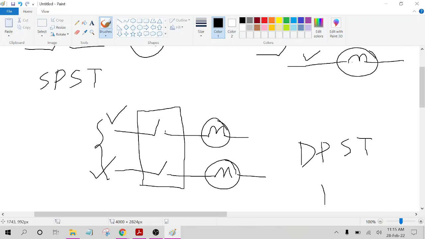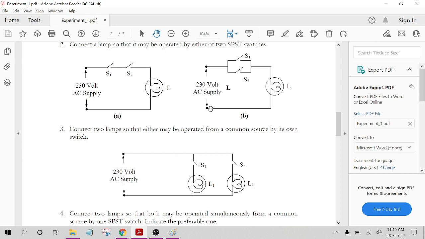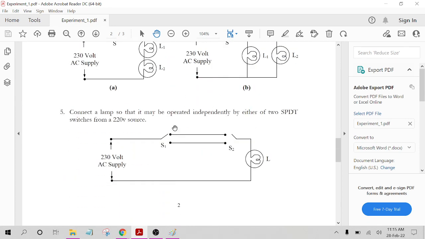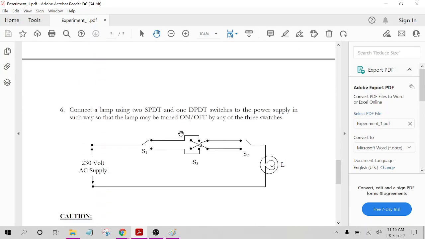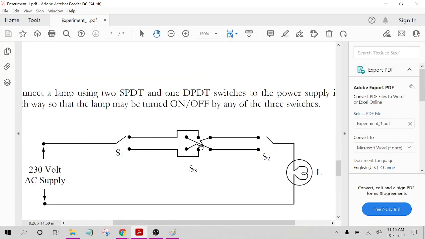Another type of switch is DP-DT, but there is no DP-DT switch in Tinkercad, so we will not build any circuit using this DP-DT switch. Just let me show you the symbol. This is the SPDT that we learned just now, and this switch is called DP-DT, double pole double throw. It is a bit complex.